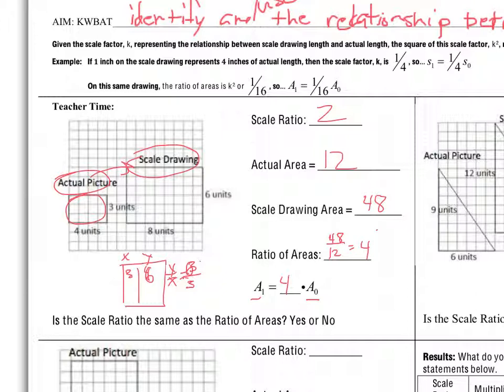Is the scale ratio the same as the ratio of the areas? No, it is not. So that's something to keep in mind. We're going to see if this trend continues, but it looks like what we should be seeing here is that perhaps we can't exactly use the scale ratio to determine the area ratio.